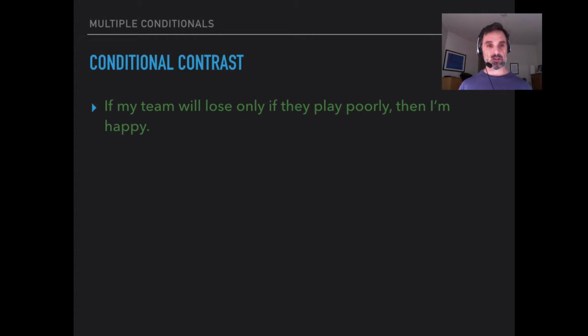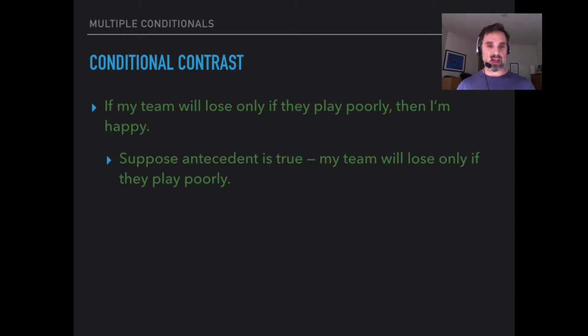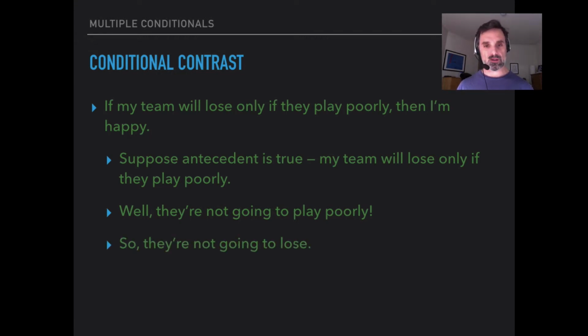So take this sentence first. If my team will lose only if they play poorly, then I'm happy. This is true, as it turns out. Why? Well, let's suppose the antecedent is true. Let's suppose that my team will lose only if they play poorly. It's also the case, as it happens, that they're not going to play poorly. And so they're not going to lose, and that means I'll be happy. And that means that actually that sentence is true.